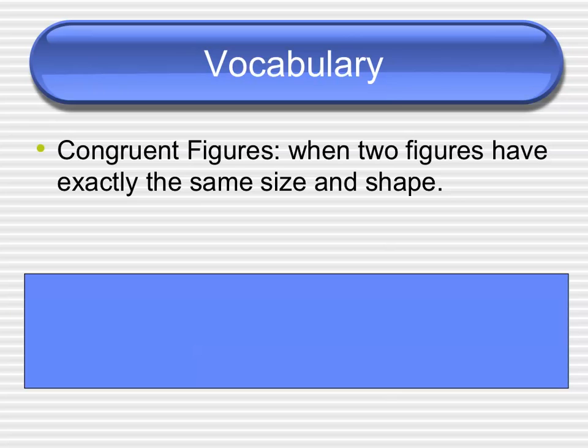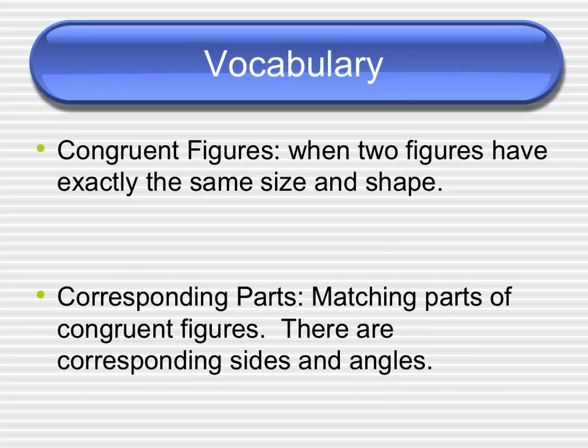They may be sitting on the paper differently, they may be facing different directions, they may be rotated, but they're going to have the same size and the same shape. Corresponding parts are matching parts of congruent figures, and there are both corresponding sides and corresponding angles.